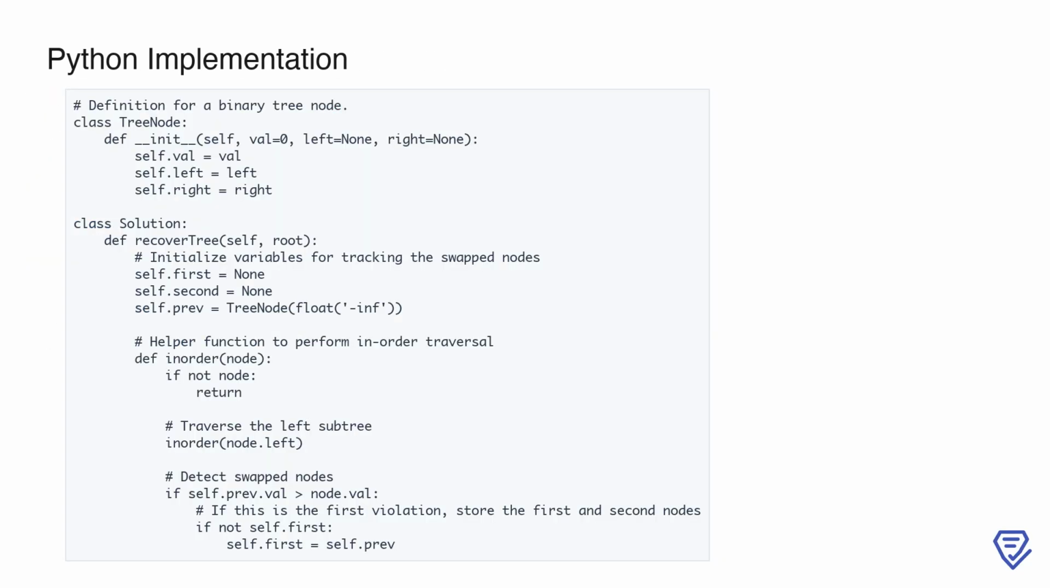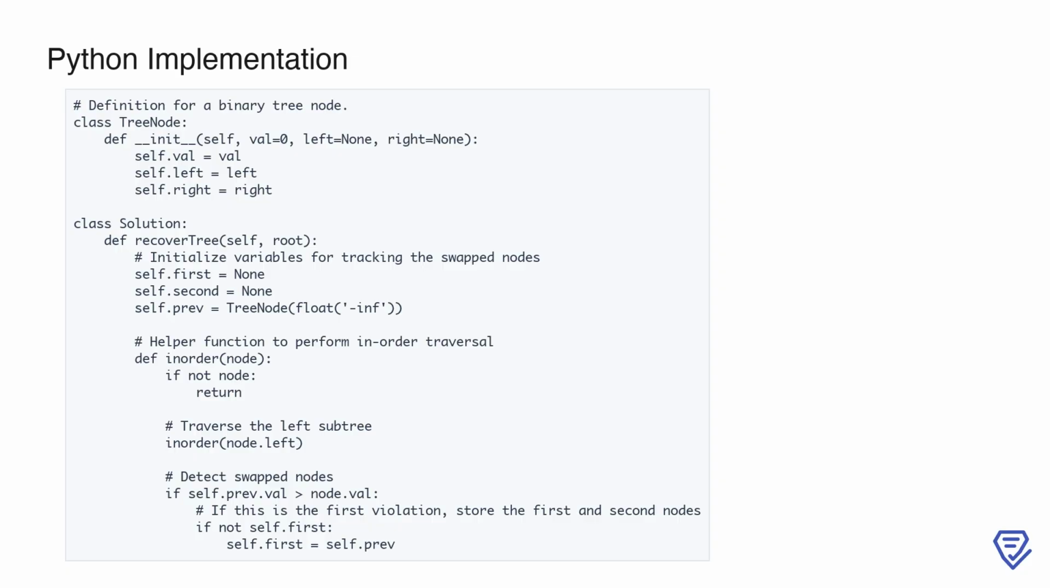Here, we start by defining the structure of a binary tree node using the TreeNode class. Each node has a value, a left child, and a right child. Then we have the Solution class, which contains the main method recoverTree. This method is designed to restore a binary search tree where exactly two nodes have been swapped by mistake.